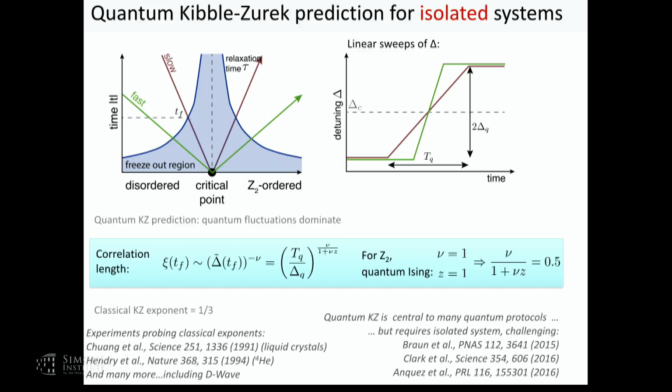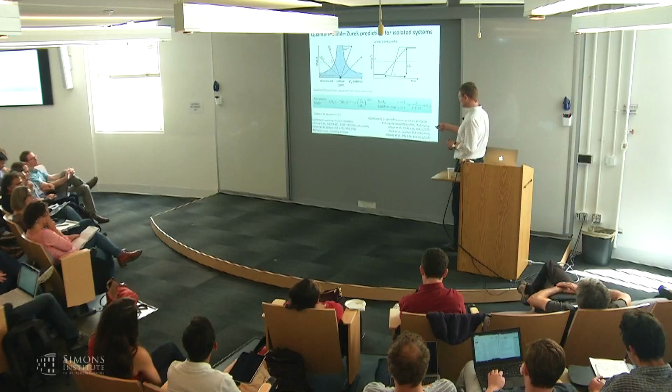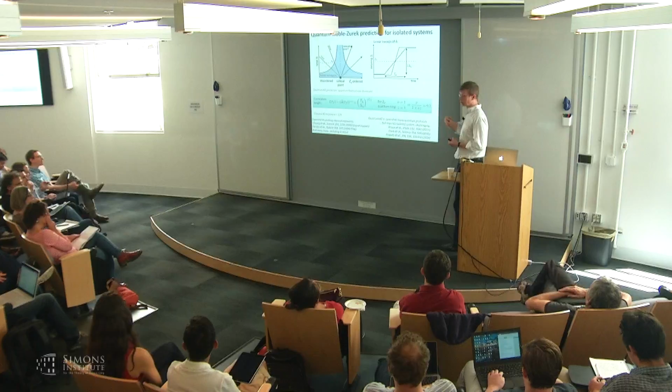What is the difference between the quantum and the classical Kibble-Zurich? Basically, this is the prediction for a totally isolated system. You start with a system which is isolated, which doesn't have any contact with a reservoir. Here you start with a system which is in contact with a reservoir, so you have coupling and equilibration. That's the difference.